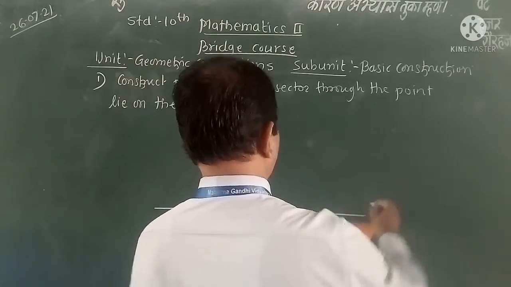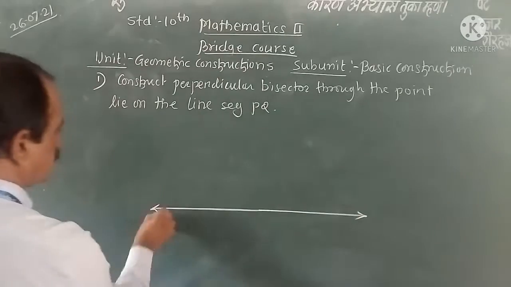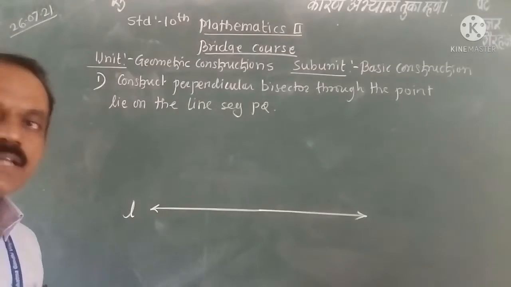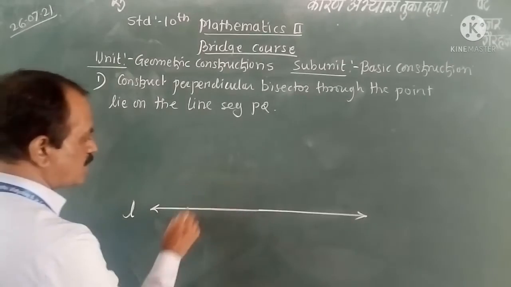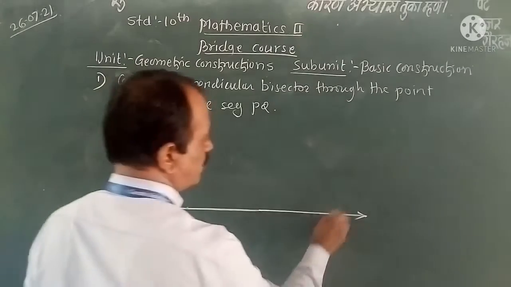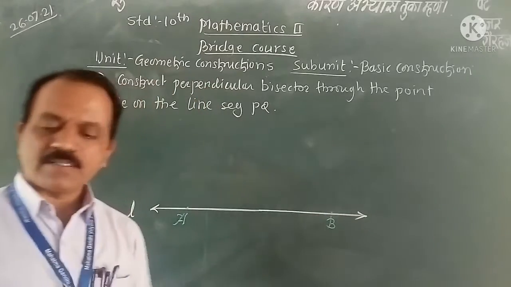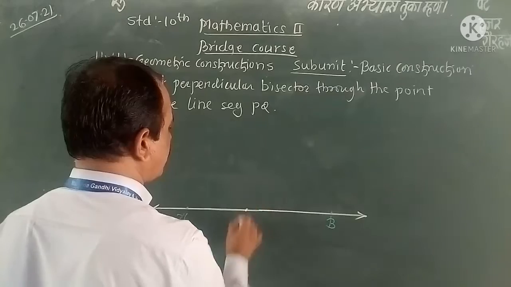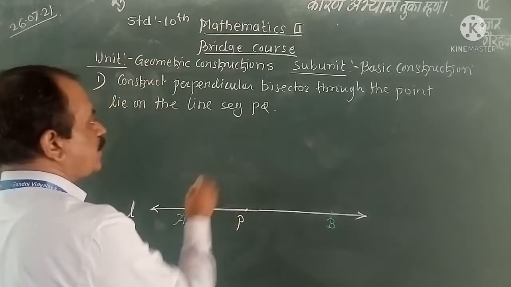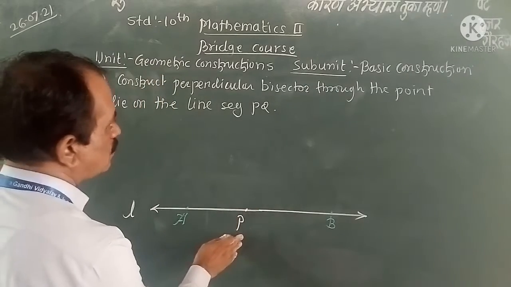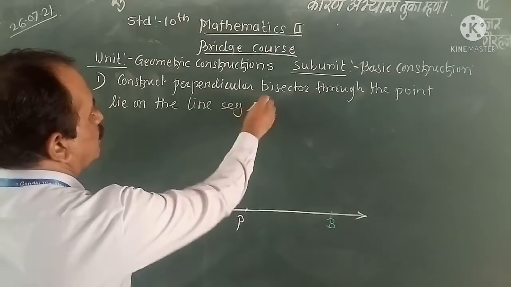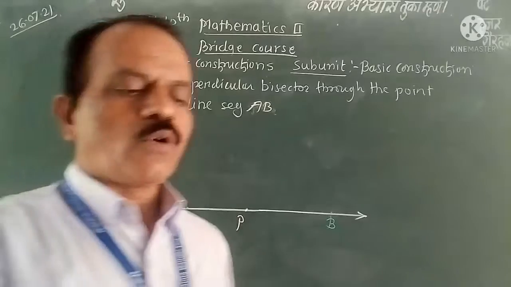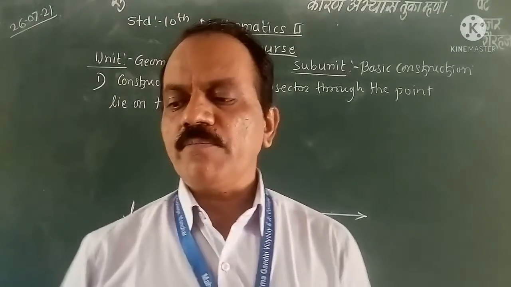This is a line L. On this line L, we take these 2 points A and B. This is a line segment. On this line segment, we take any one point as P. Suppose P is on AB. Here is the point P. Through the point P, we draw a perpendicular bisector.